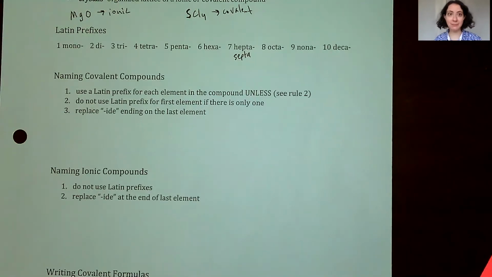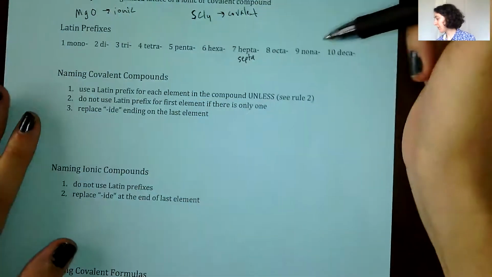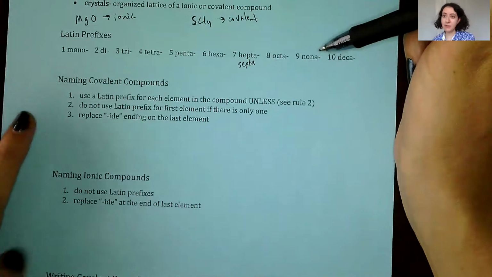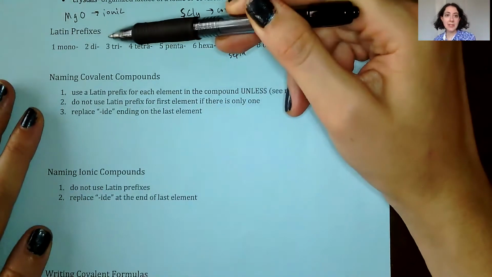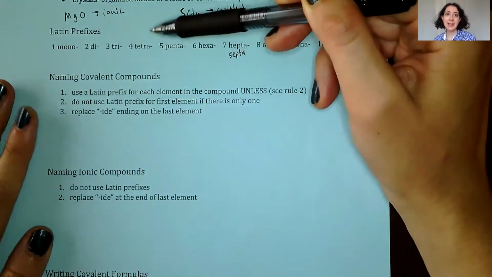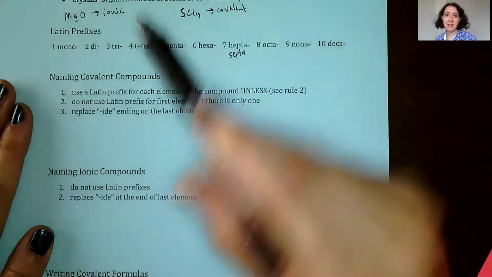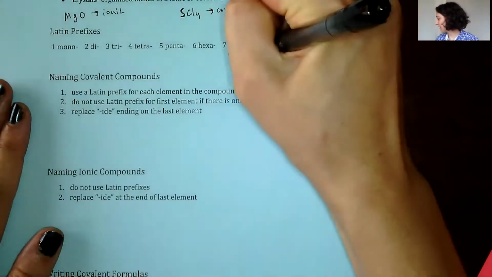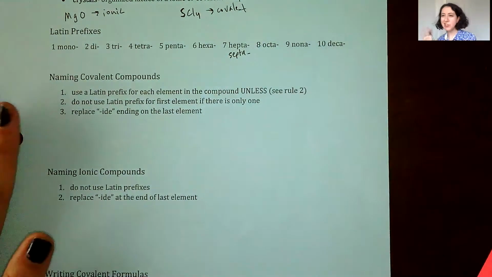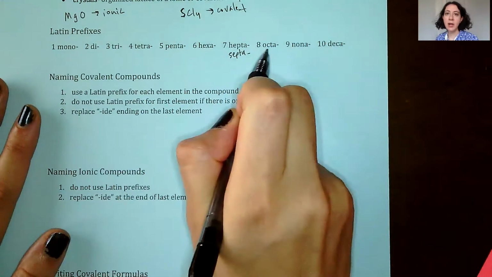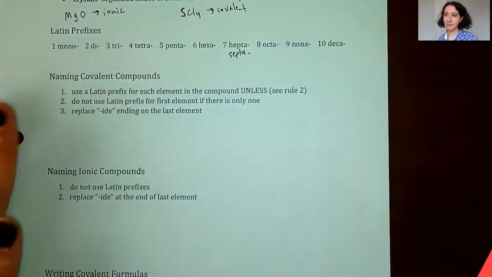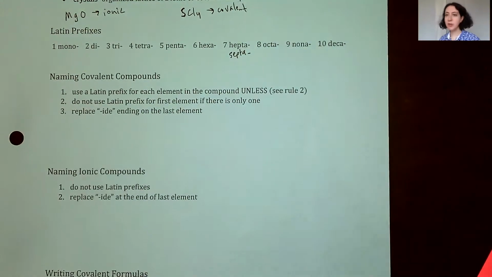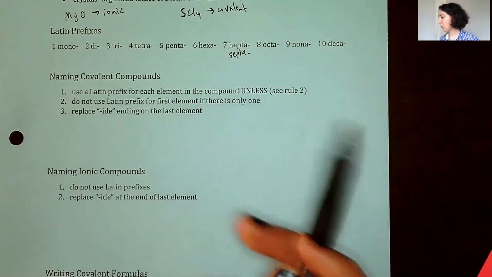So let's dive right in. Here are the Latin prefixes. I'm going to read them out for you so you know how to pronounce them. Mono, di, tri, tetra, penta, hexa, hepta, or sometimes septa. You're going to see both, so you can do either one, it doesn't matter. Octa, nona, and deca. Each of those means whatever number they say.